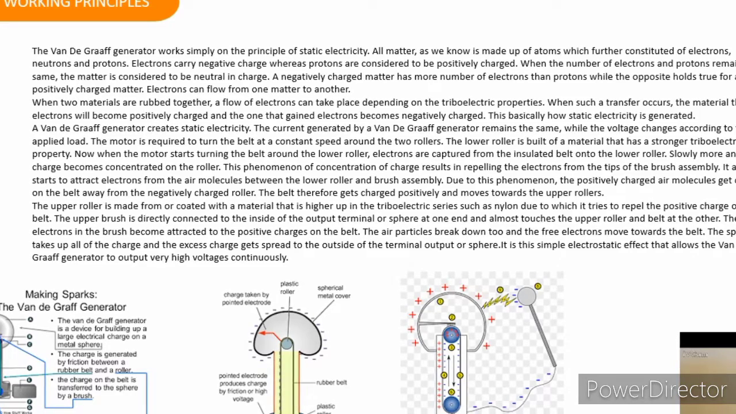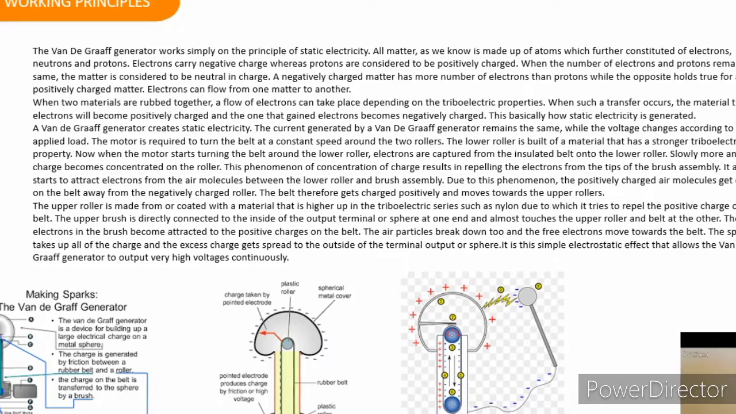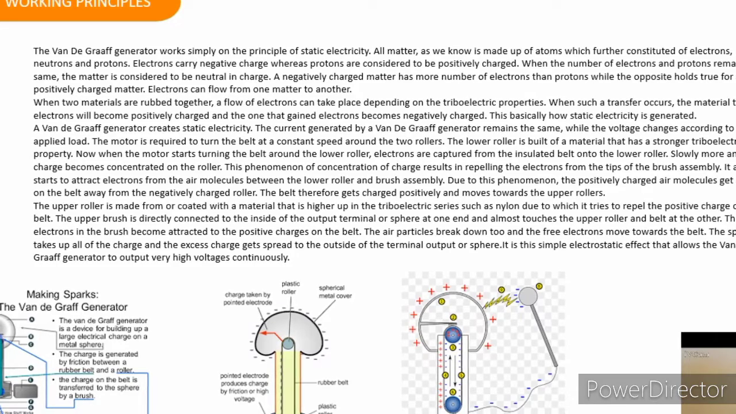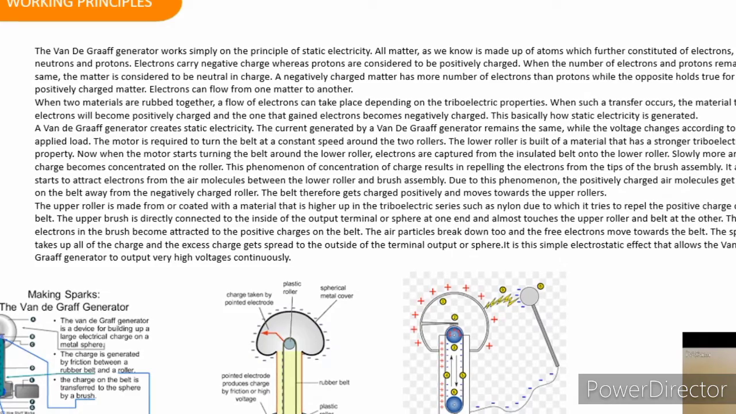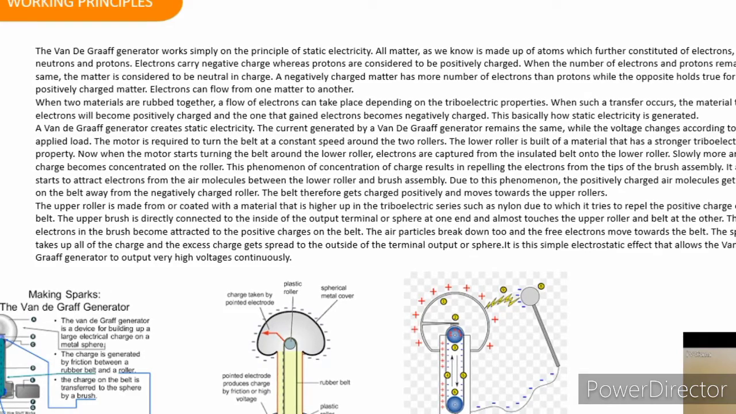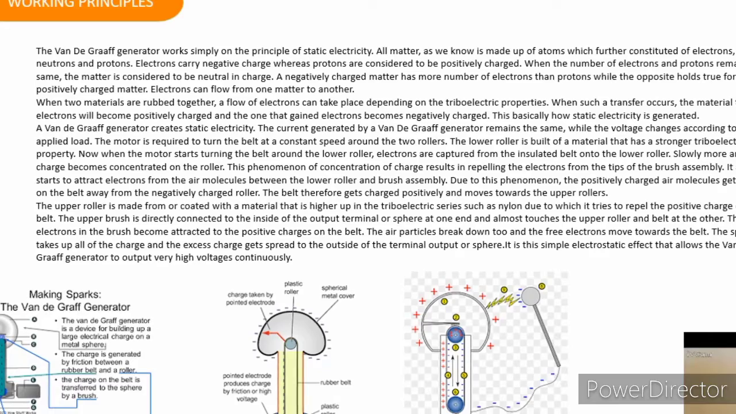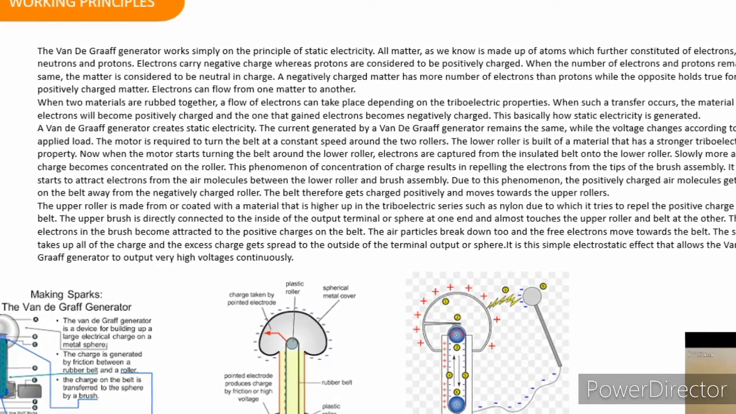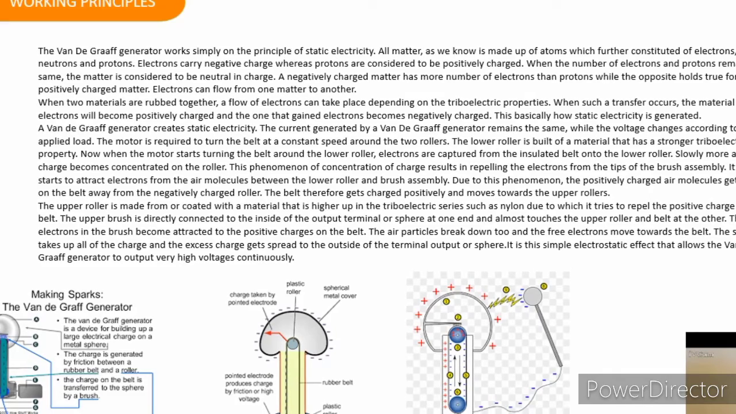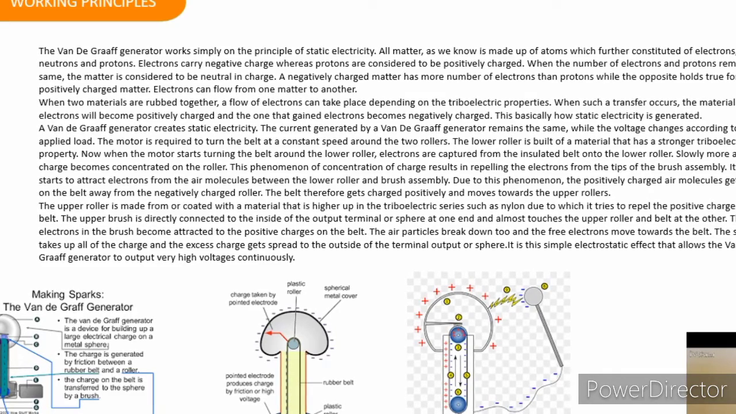charge becomes concentrated on the roller. This concentration of charge results in repelling the electrons from the tip of the brush assembly. It also starts to attract electrons from the air, adding more to the negative charge.